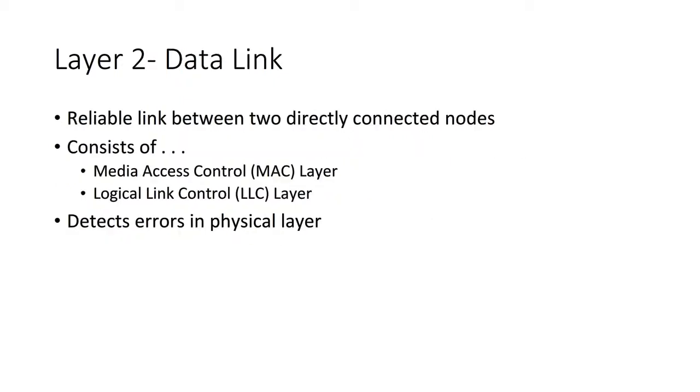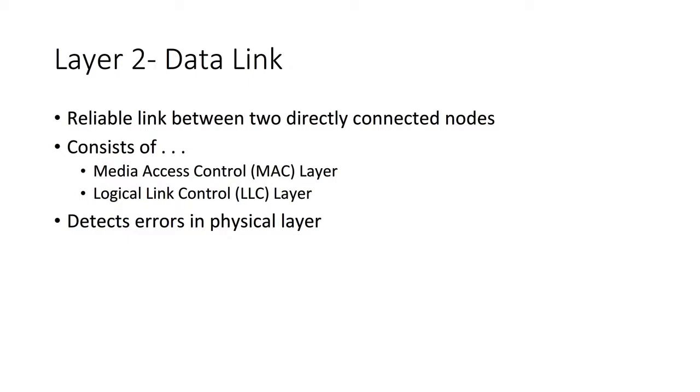Layer 2 of the OSI model is the data link layer. This layer provides a reliable link between two directly connected nodes. There are two sublayers that make up the data link layer, and those are the media access control layer, the MAC layer, and the logical link control layer, LLC.